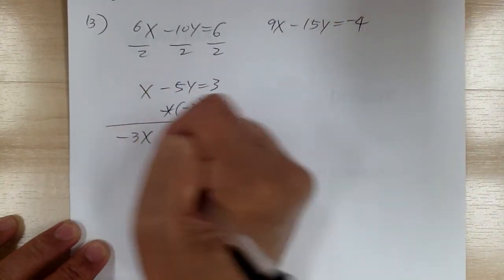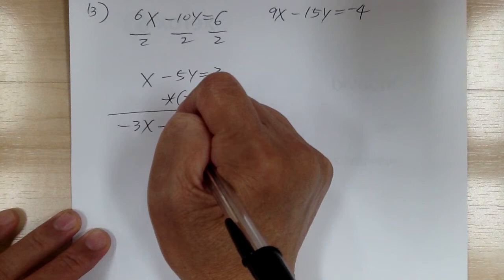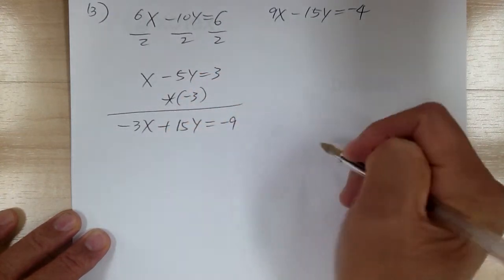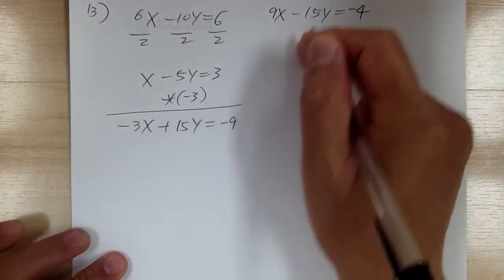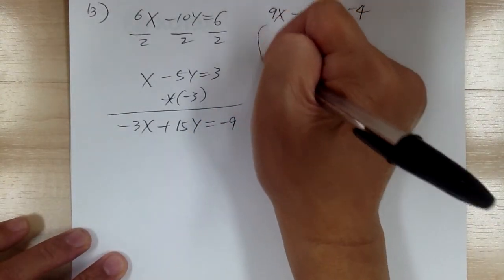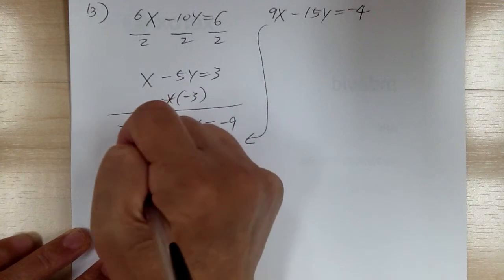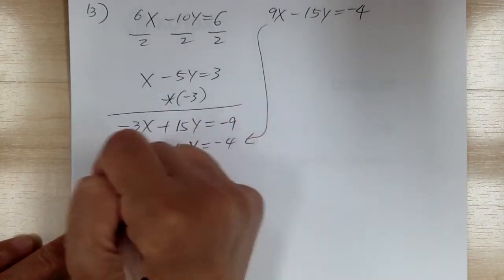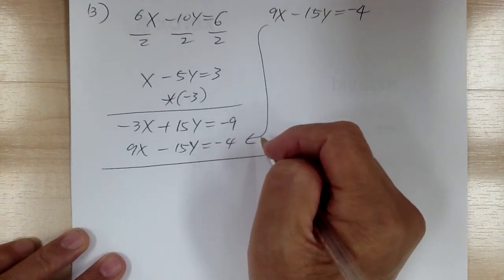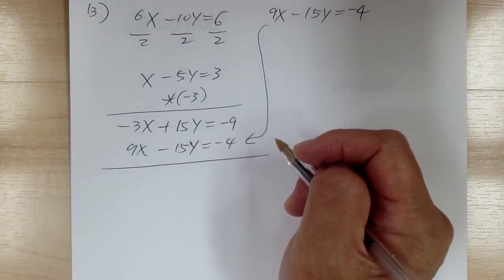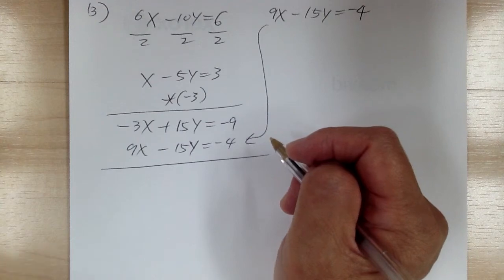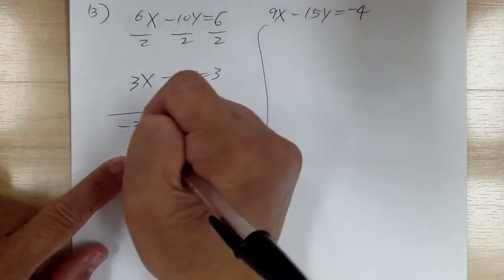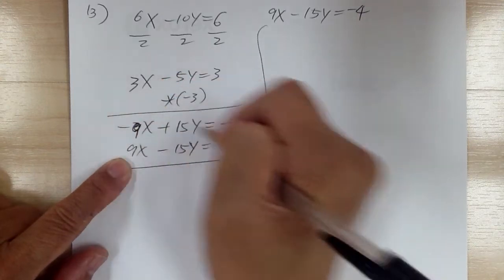So I get negative 3x plus 15y equal to negative 9, and put this under here. So I get 9x minus 15y equal to negative 4. Oh, this is 3. This is 3. So this would be negative 9. There we go. Sorry about that.